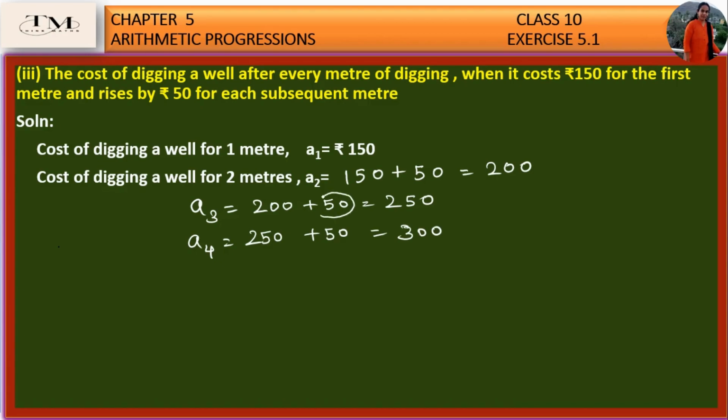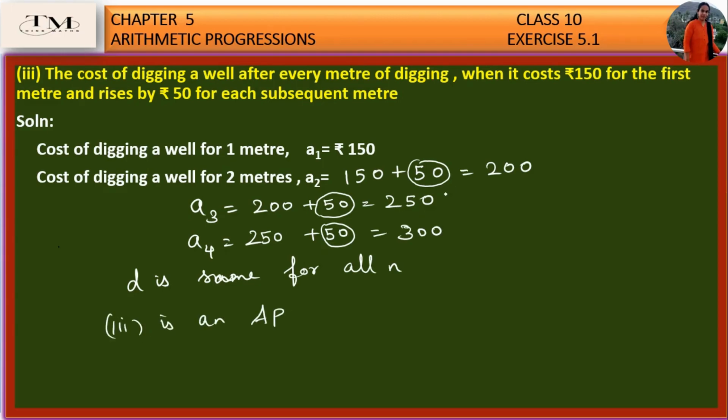So here the addition is the same for all A's. So then D is the same for all n. If this is the same, then the given list is an AP. So what is the list? The list is 150, 200, 250, 300, etc. It forms an arithmetic progression. Okay, understood?